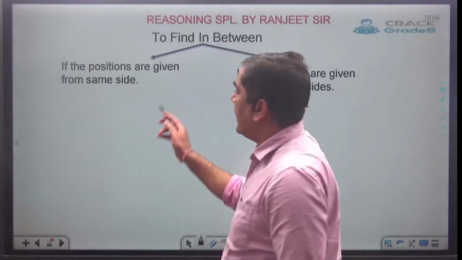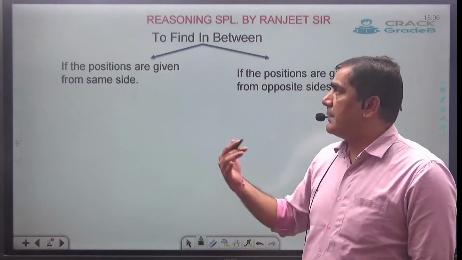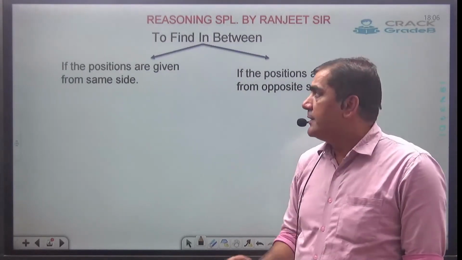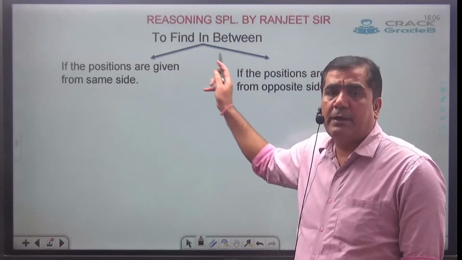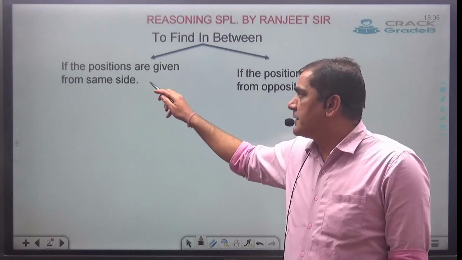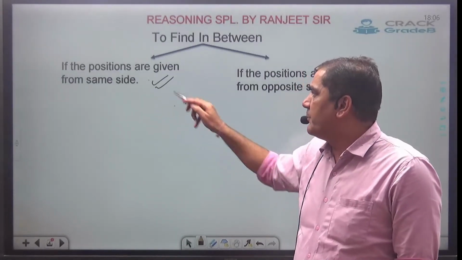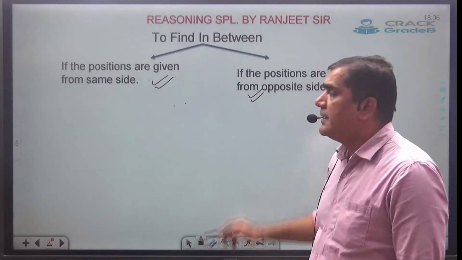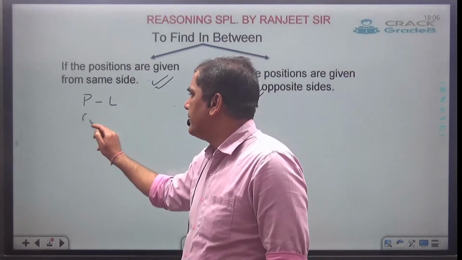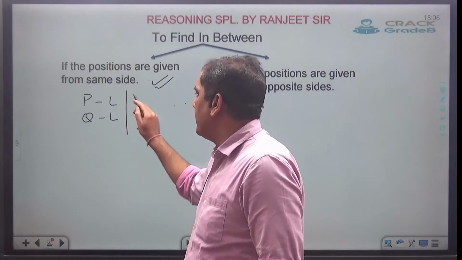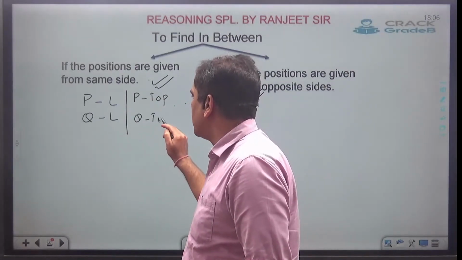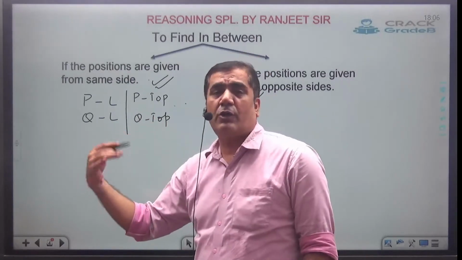See, whenever the examiner is going to ask how to find in between, always remember there will be two types of questions that can be possible. First, if the positions are given from same side, and second, if the positions are given from opposite side. Same side means what? P position will be given from left and Q is given from left, or P will be given from top and Q will be given from top. Means both the positions will be either from left, right, or top, bottom.